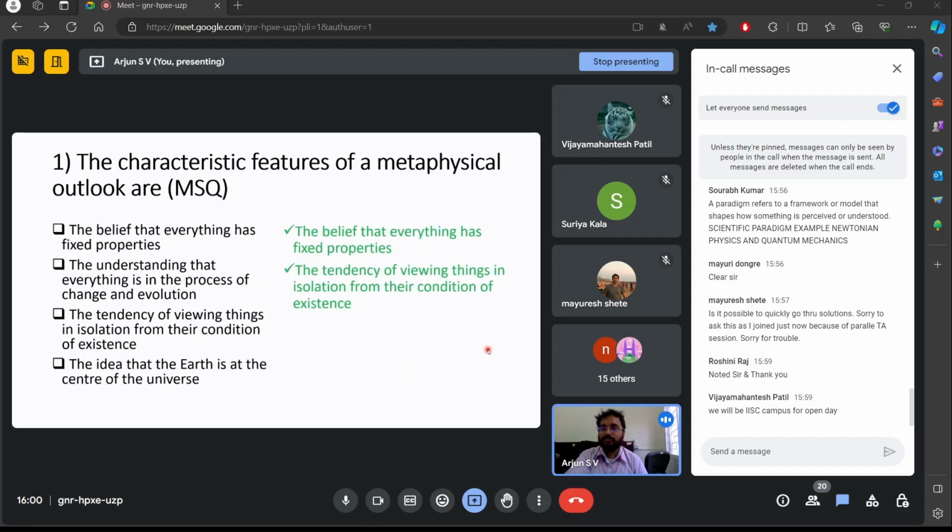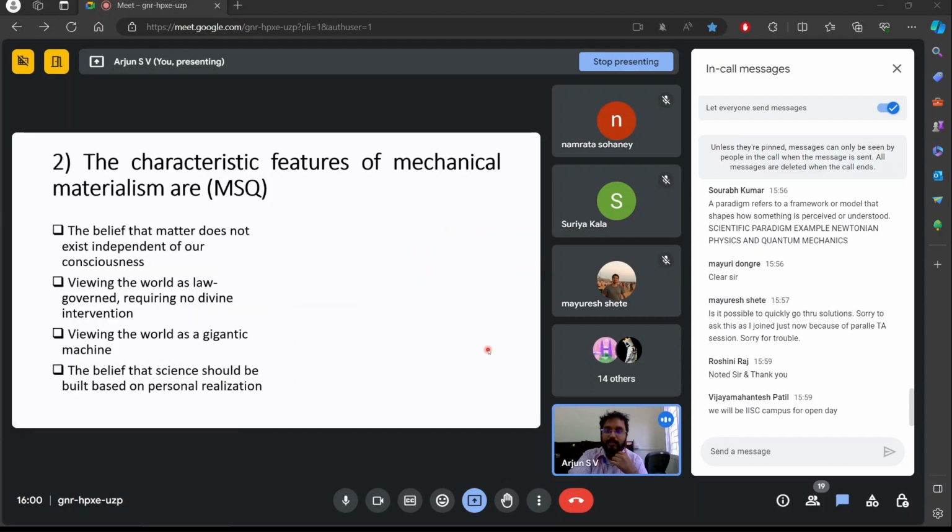once more. Question number one, the characteristic features of a metaphysical outlook are the belief that everything has fixed properties, and the tendency of viewing things in isolation from their conditions of existence. Question number two, the characteristic features of mechanical materialism are viewing the world as law governed, requiring no divine intervention, and viewing the world as a gigantic machine.